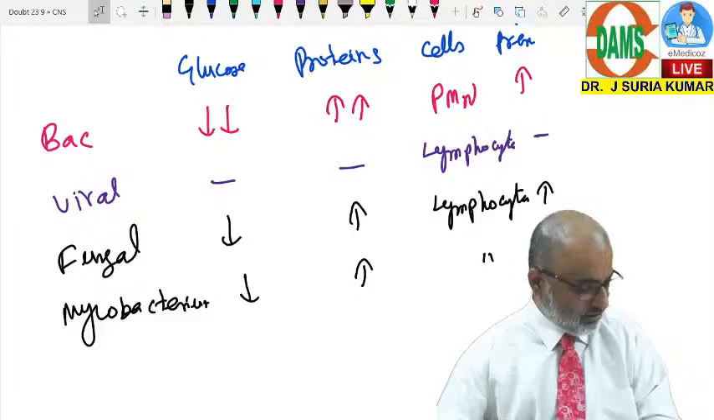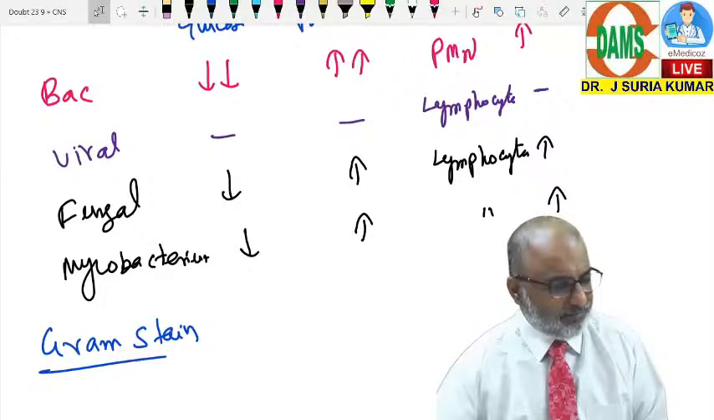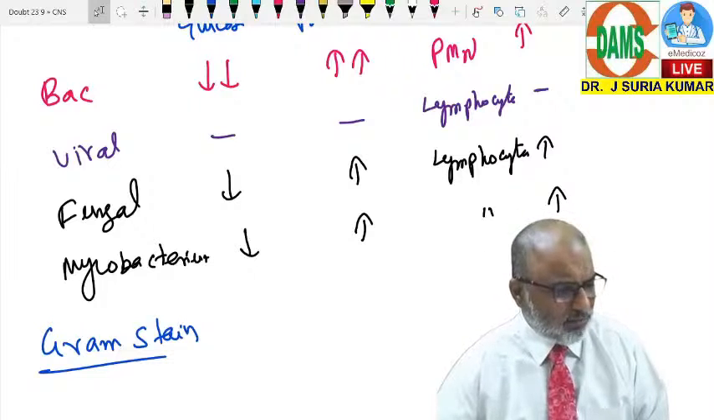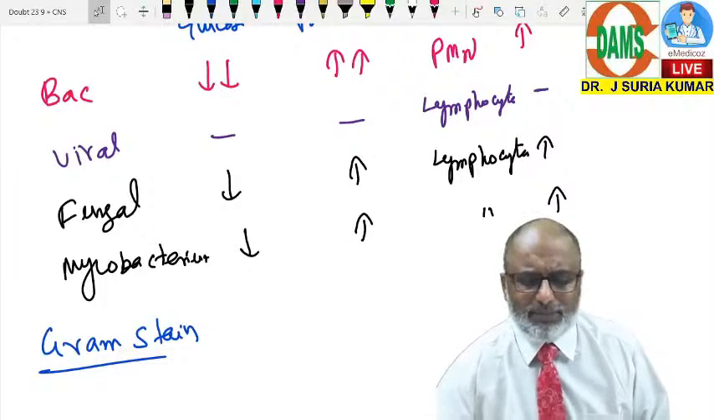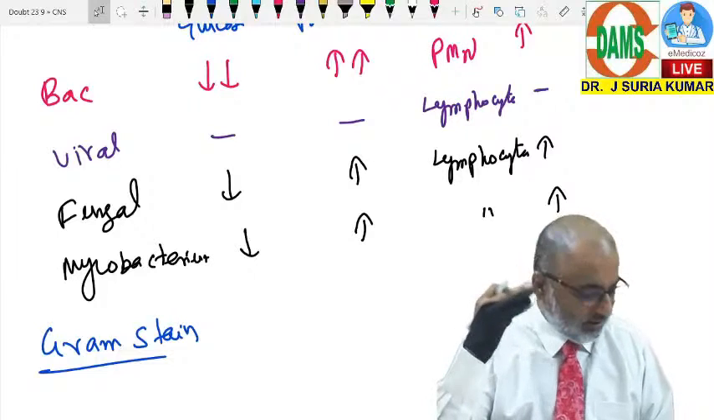Next is you do the gram stain. So for that you need to know the normal values. For example, glucose, usually 60 to 80, protein up to 40. These are normal values. Cells usually polymorphonuclear cells 0 will be there usually. Lymphocytes up to 5 acceptable. So you know the normal values. Then you can say how much it is increased, everything.